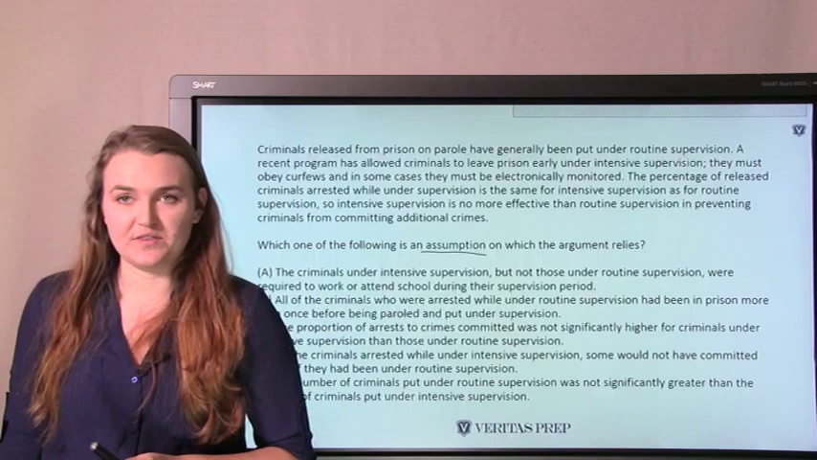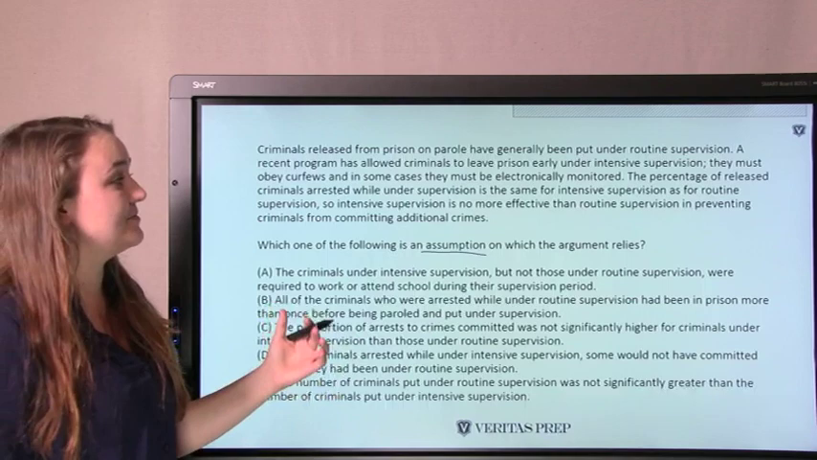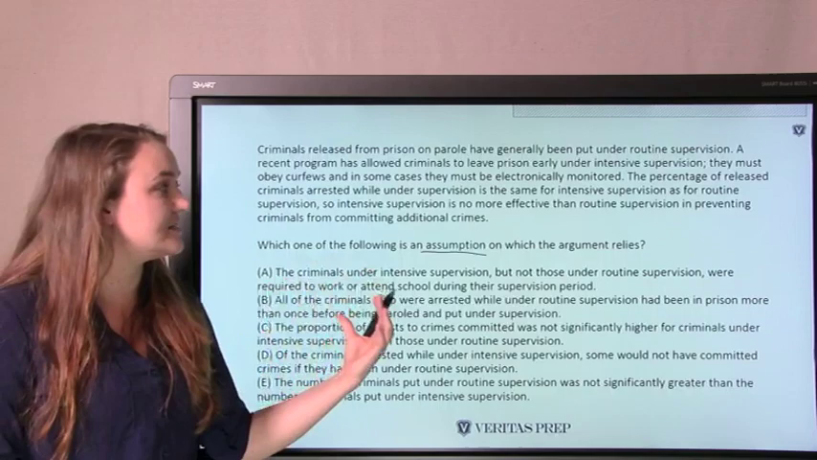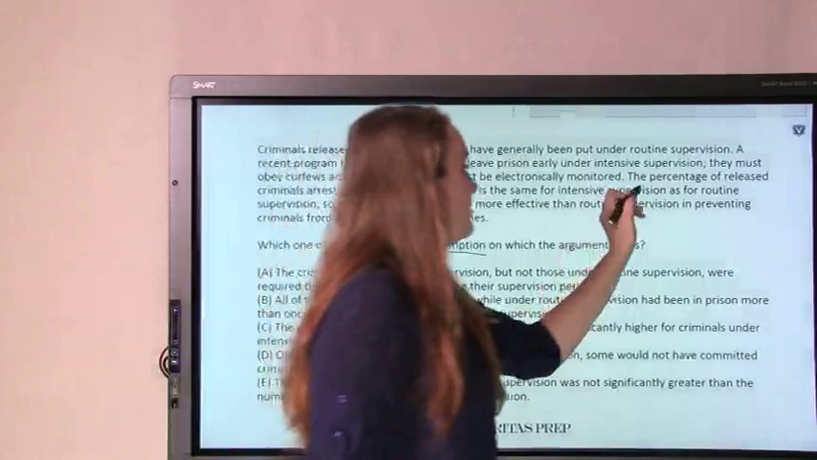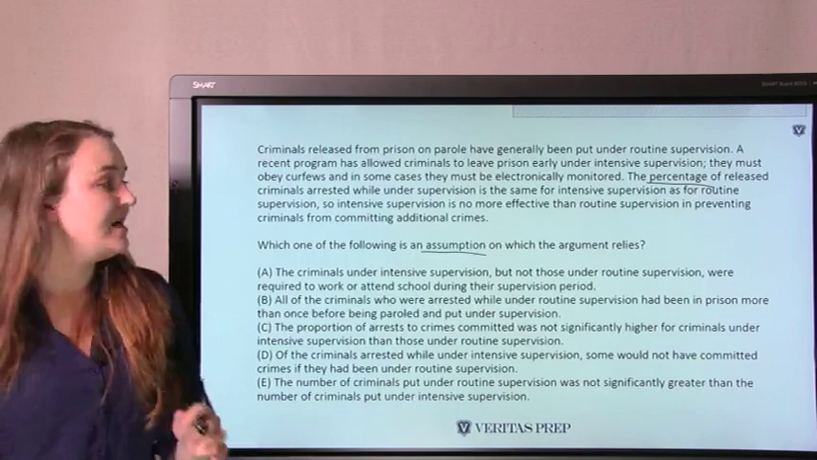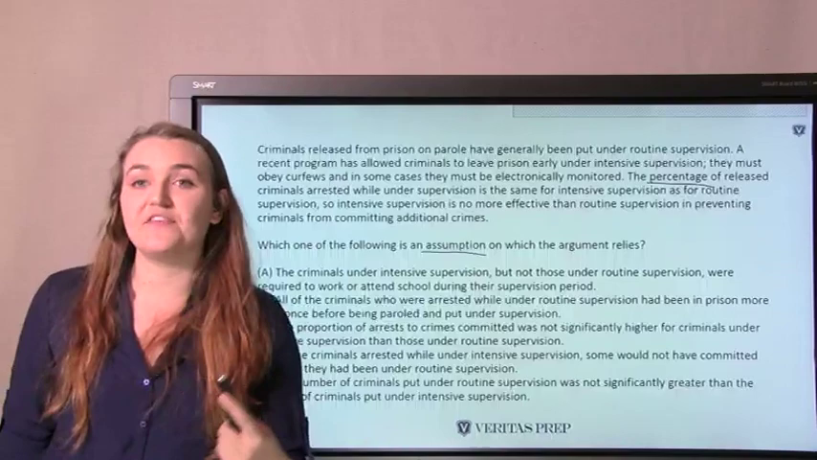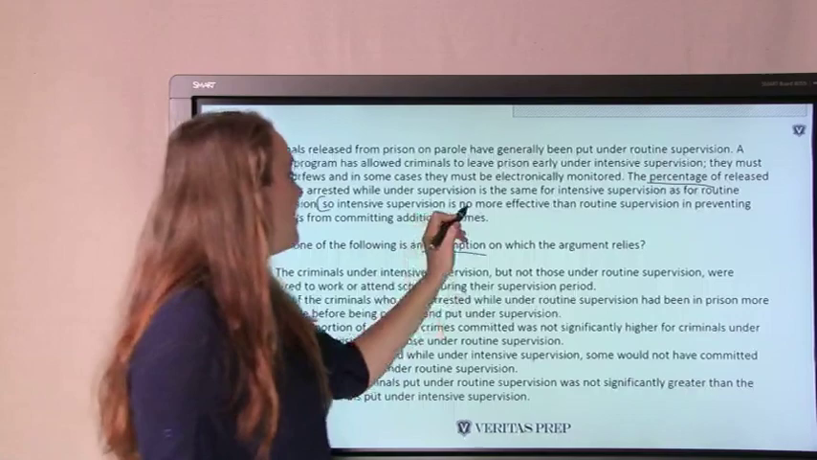If criminals released from prison on parole have generally been put under routine supervision, and a recent program has allowed them to leave early under intensive supervision, where they must obey curfews and in some cases be electronically monitored, and the percentage of released criminals arrested while under supervision is the same, with emphasis on percentage, as for routine supervision, then intensive supervision is no more effective than routine supervision in preventing criminals from committing additional crimes. Pretty clearly, if we're looking out for conclusion language, we've found it here at the end of our argument.